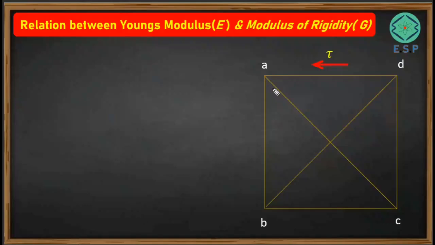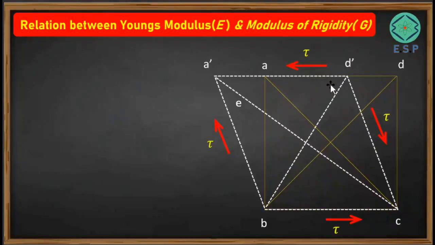Now, due to application of this shear stress, there will be a linear strain produced in the diagonal AC. We shall find out the linear strain in the diagonal AC with the help of geometry, and we will also find out the linear strain in the diagonal AC with the help of generalized Hooke's law, and both we will equate. So I'll show you how we are going to proceed. So let's say we have applied the shear stress on this particular face. So there will be deformation of the block like this. A will be displaced to point A dash and D will be displaced to point D dash.